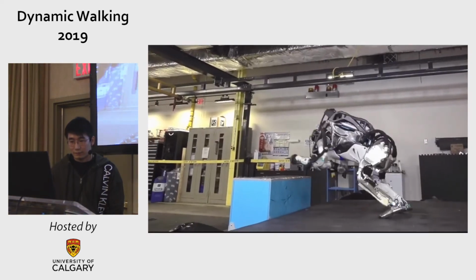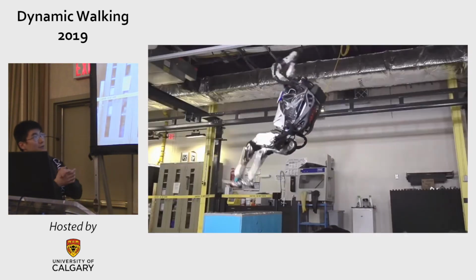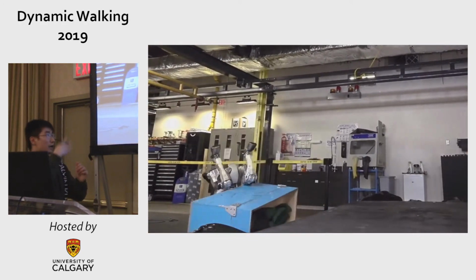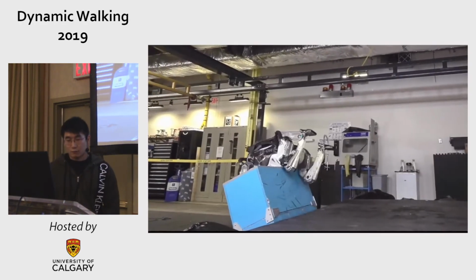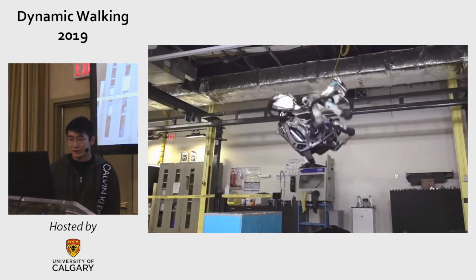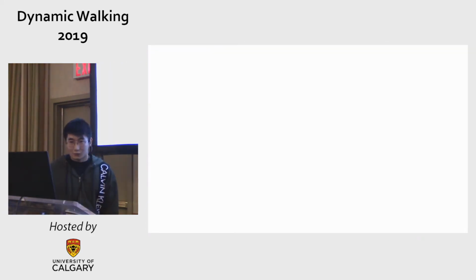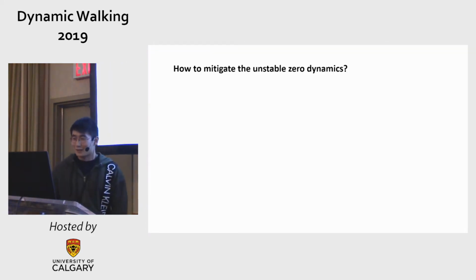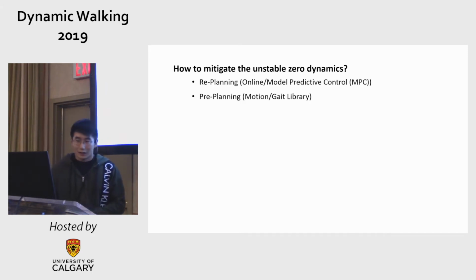One example is the backflip of the Atlas robot. When it does the backflip, the zero dynamics is the whole-body rotation, the whole-body pitch. And if we want that to behave along a pre-planned trajectory, that's not going to happen most of the time. So how do we mitigate the unstable zero dynamics? You can think about doing replanning, and that's more like an MPC approach, but so far that's not computationally feasible. Or you can think about preplanning: you build all the discrete behaviors ahead of time, but the issue is you don't understand the transitions very well for the zero dynamics.